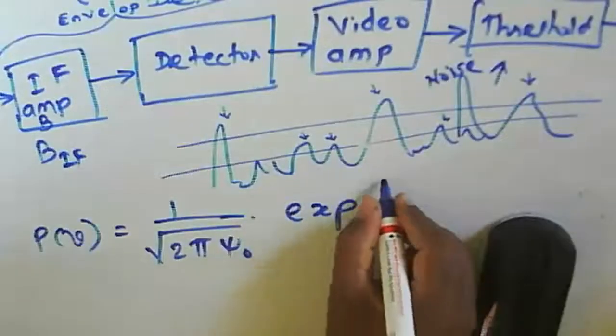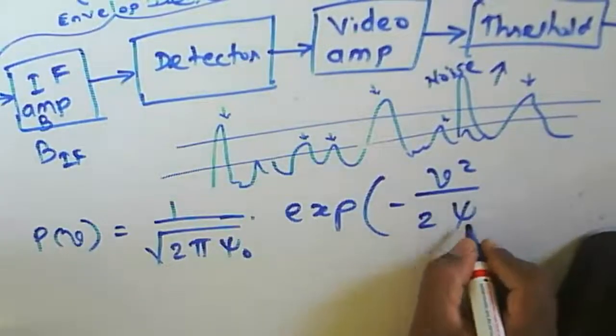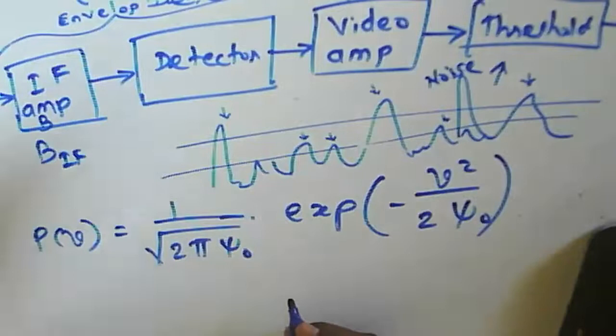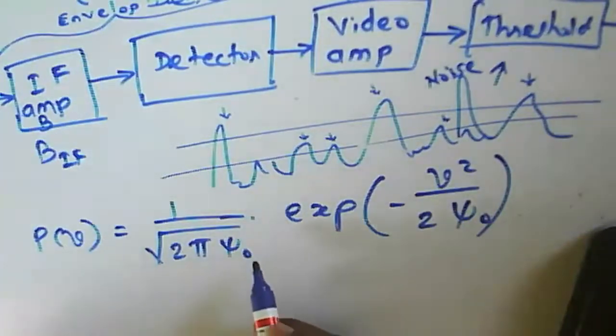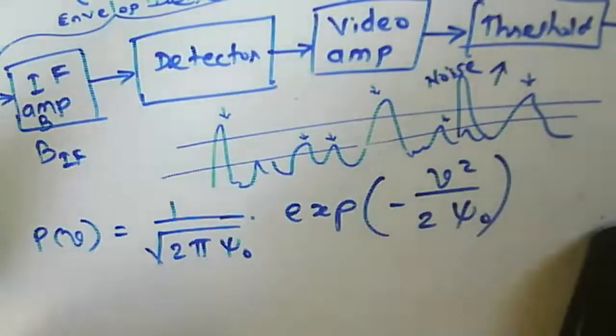Exponential of minus v squared by twice psi. Now this v is nothing but the noise voltage.